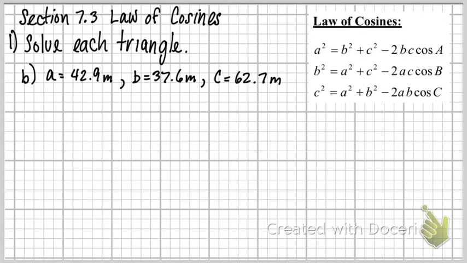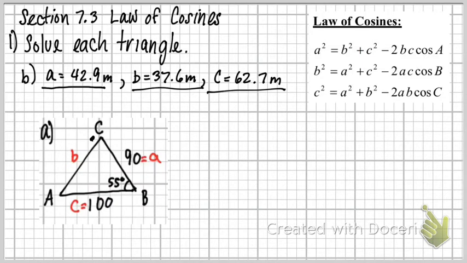So here's another triangle. If you notice here, we have a equals 42.9, b equals this, and c equals this. We can see that we have the three sides of a triangle. Now, if we think of that first example that we had, which is here, this one we actually knew the side, and then we knew this angle, and then we knew this side. So we knew side, angle, side. So these are indicators that tell us we're going to use the law of cosines first.